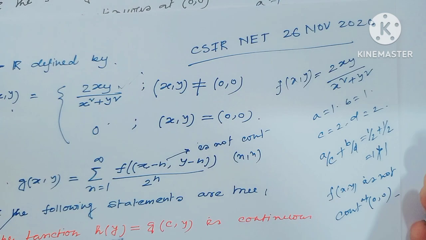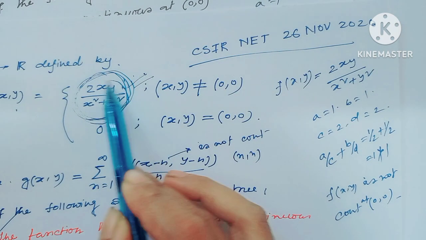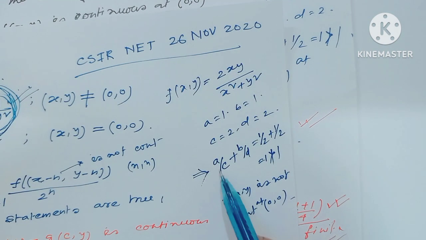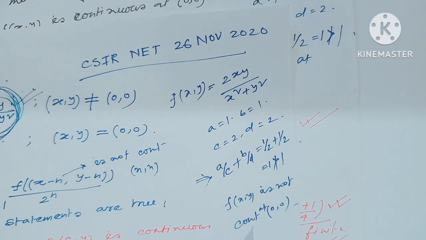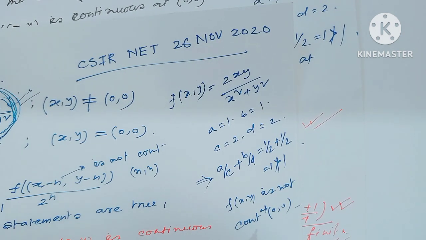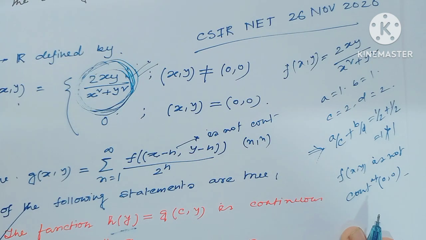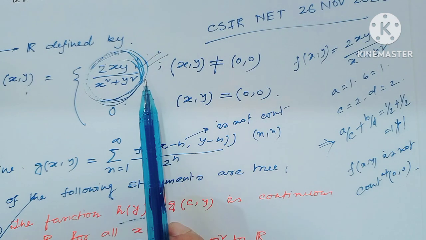This type of question is actually very important. This method, a over c plus b over d greater than 1, then always the function is continuous, otherwise it is not. This method is very important, and by this method we can easily solve this type of question. Okay, I will stop here.